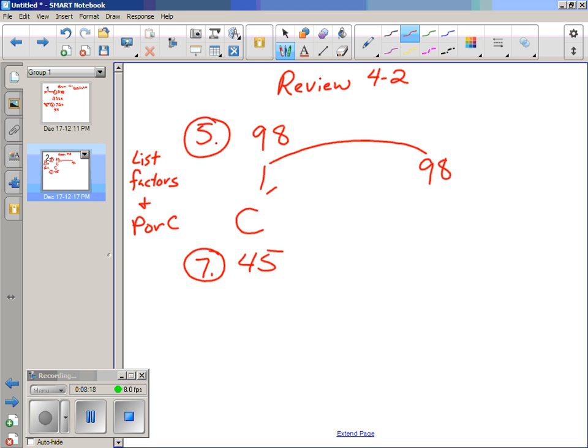Did everybody hear that? 2 can go into it because it's an even number. We're still using divisibility rules right now. So 2 times what number gives us 98? Okay? Well, if we go 2 times 50 is 100, right? Let's go 2 times 40. What's two groups of 40? 80. So we know it's going to be in the 40s.